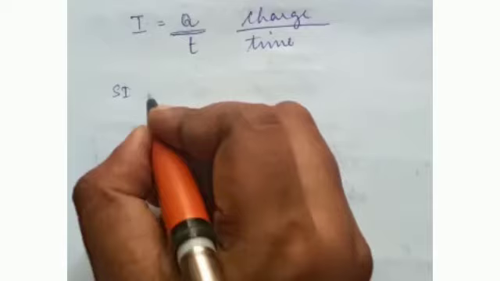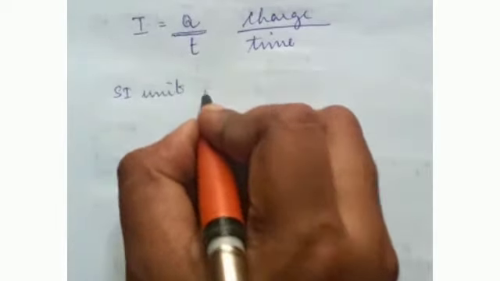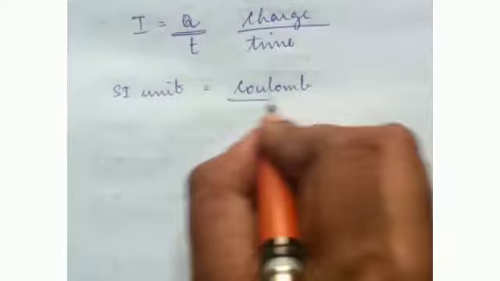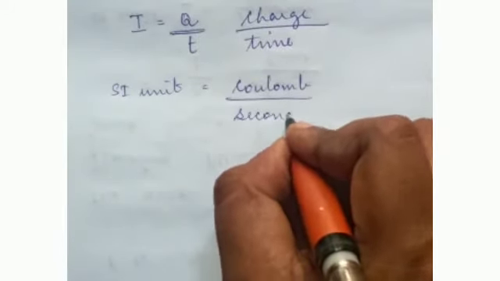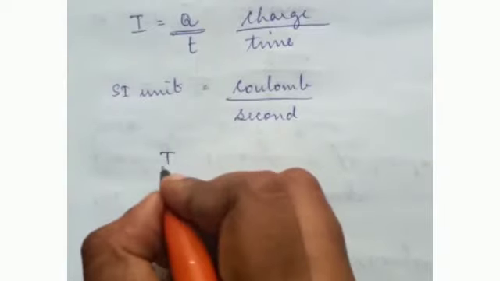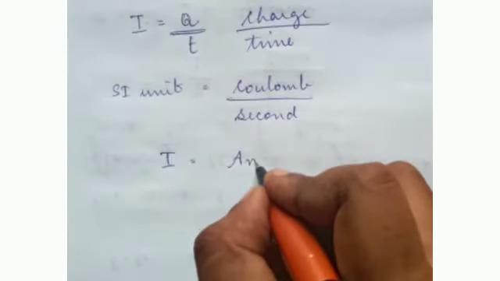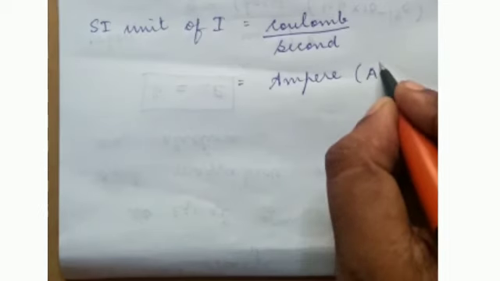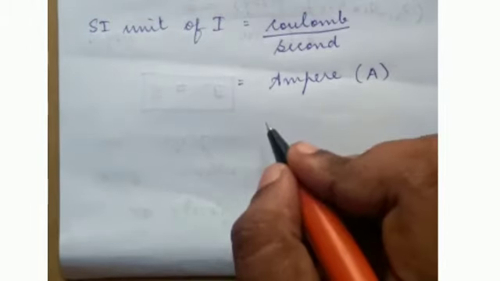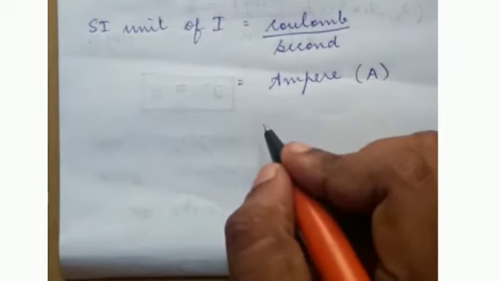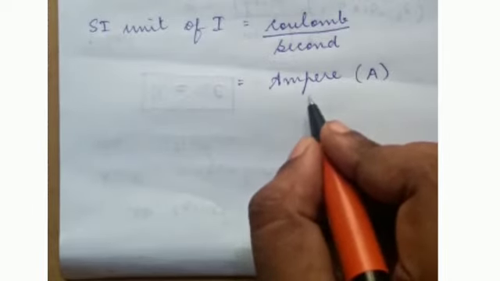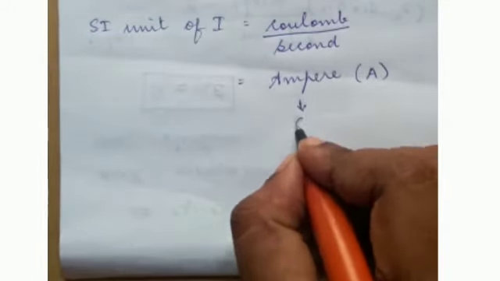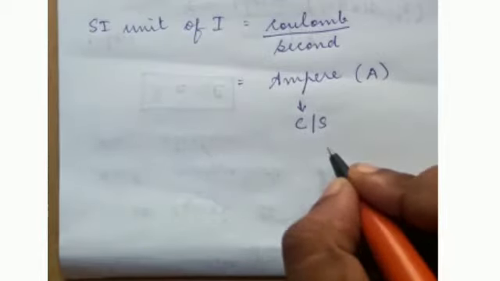Now the SI unit of electric current. The SI unit of charge is coulomb, and the SI unit of time is second. So the SI unit of electric current is expressed as ampere, which was named after Andre Marie Ampere, with the capital letter A. You may get a 1 mark question in the exam: ampere is also expressed as dash. The answer will be: ampere is also expressed as coulomb per second, that is C by s.